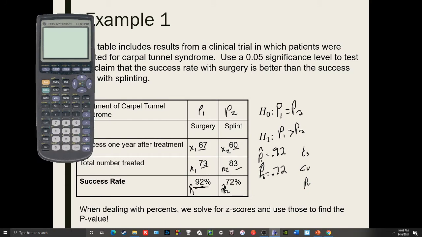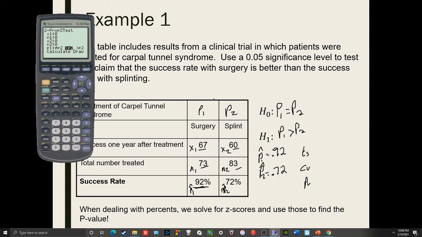And the way you do this is you go to stat, because we're in stats class. You go to tests. You don't have to go to calculate, you go straight to tests. You go down to where it says 2 prop z test, because you're doing a 2 proportion z test. So click that. It's going to ask you to enter in the information you should have from your table or your word problem, right?